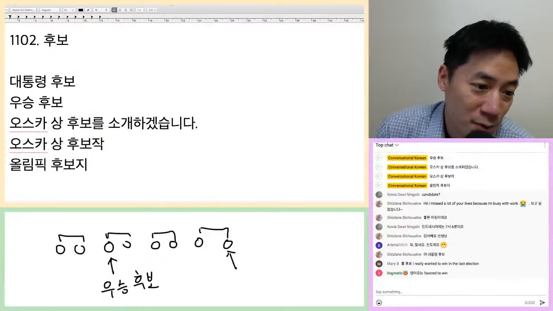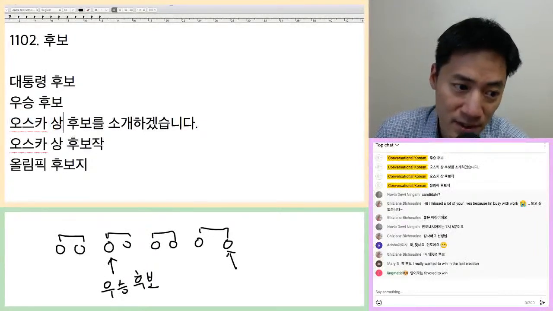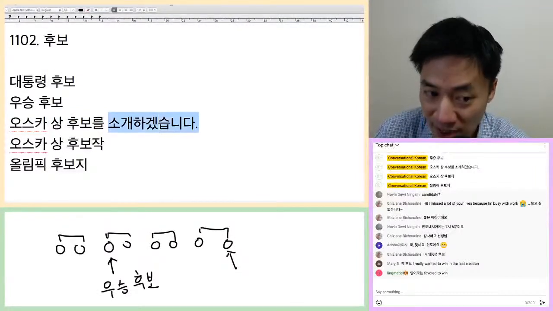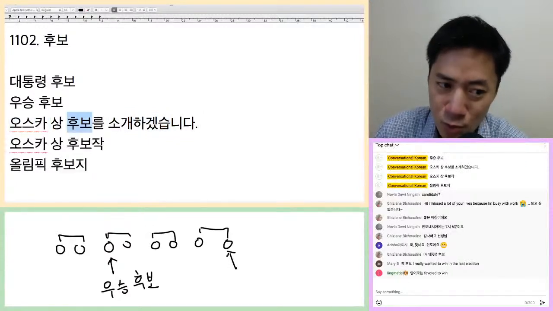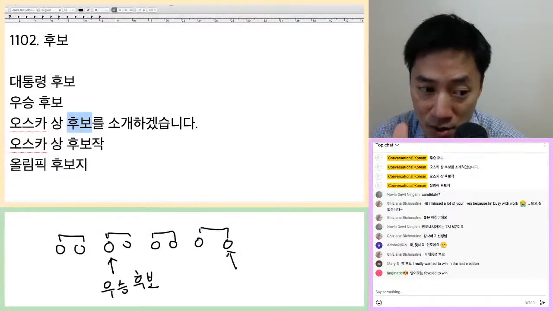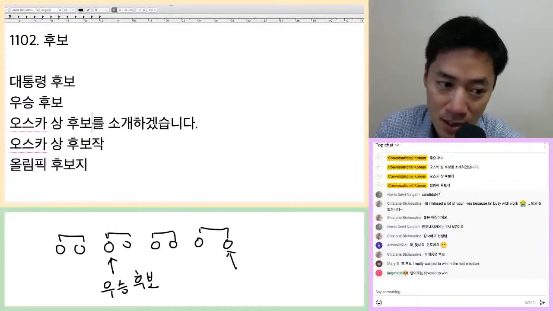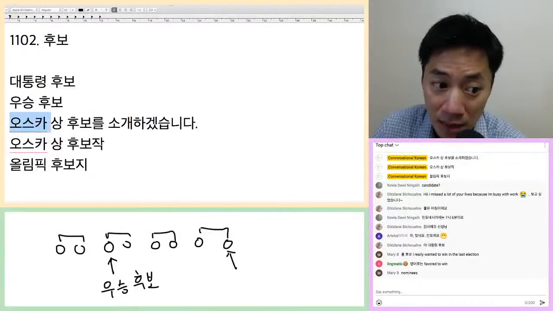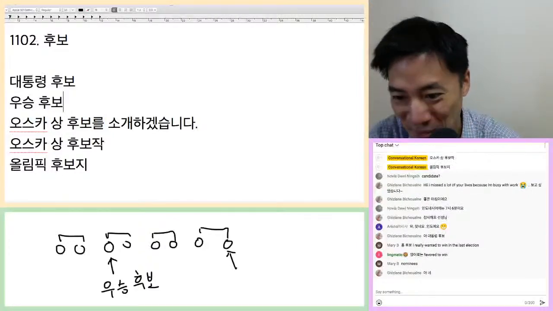Anyway, 우승 후보. And you know, Oscar trophy, Oscar award, the Academy Award. In other words, 오스카상 후보를 소개하겠습니다. It's like 'I will introduce' or 'let me introduce'. In this case, like nominees, Oscar nominees. 후보 itself is singular, but in Korean there's no strict rule about singular and plural. So when you translate this, you can say it's plural: let me introduce you to the Oscar nominees. That's the way we translate.